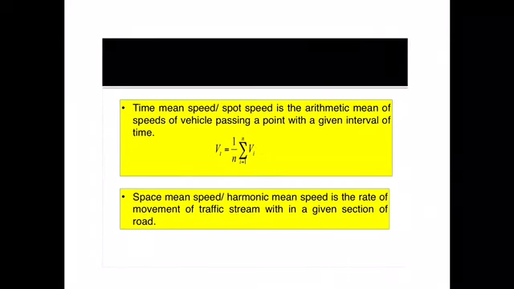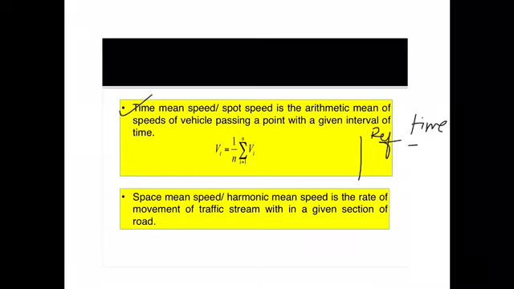Now, how do you measure the speed in terms of time and space? The first one is the time mean speed. Before going to the definition, I'll give you an example of how to measure the speed. You just need to consider one reference point. Here we need a time for the measurement of your speed.